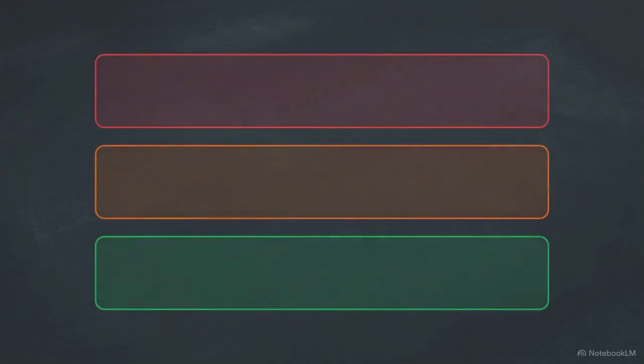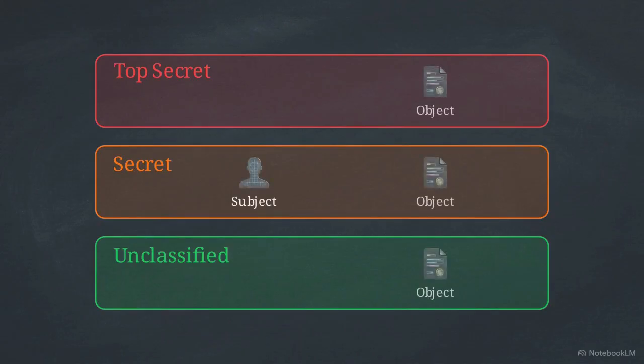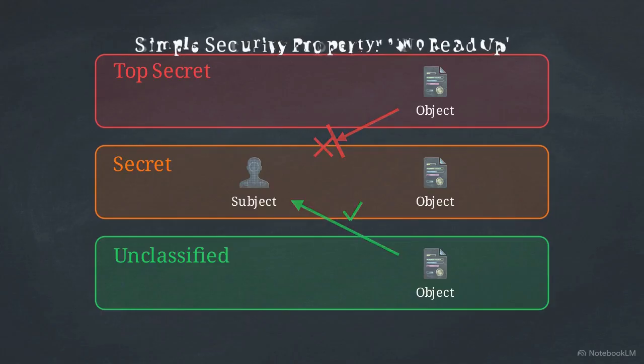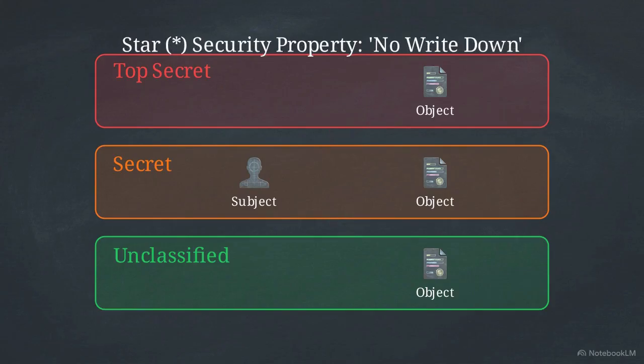This diagram visualizes Bell-LaPadula as a multi-level security system. It organizes both the subjects, the users or processes, and the objects, the files and data, into a strict vertical hierarchy of classification. The model enforces confidentiality through two primary rules. First, no read up. A secret subject is permitted to read an unclassified object. However, attempting to read top-secret data is prohibited. You cannot pull data from a level higher than your clearance. The second rule is the star security property, no write down.